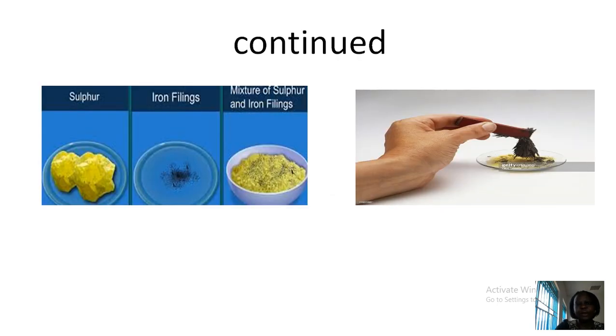So here, this is a brief picture to show you the sulfur, the iron, then the mixture of iron filings with the sulfur, and then the separation. You can see that the magnet is actually attracting almost all the iron from the mixture.